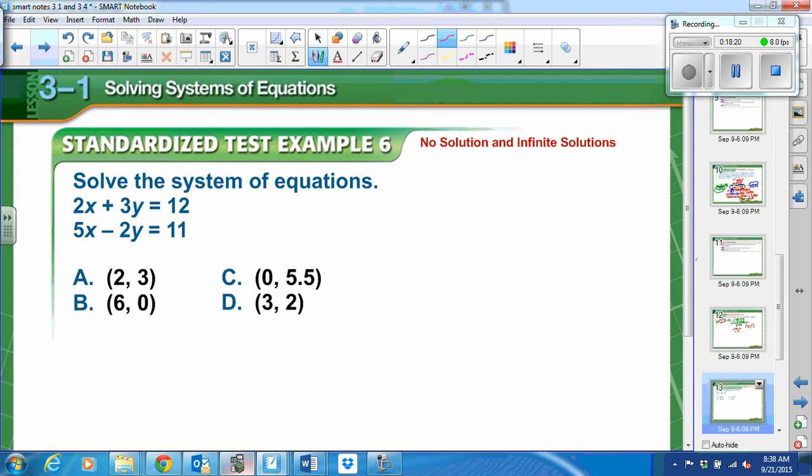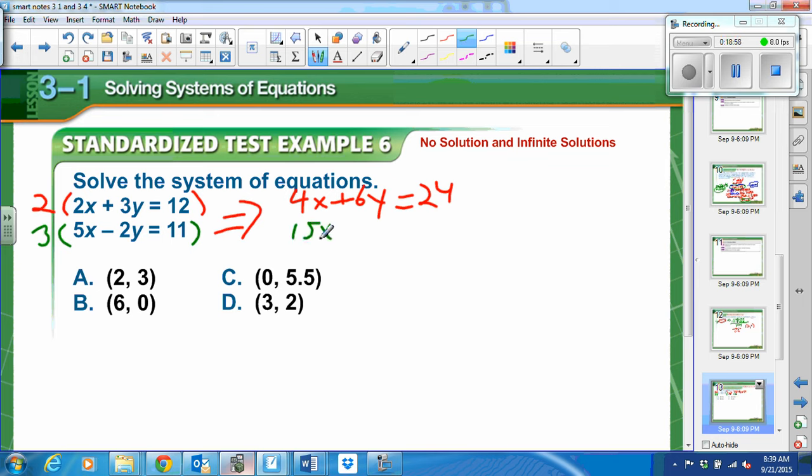Now sometimes you have to multiply both equations by something. When I'm looking at this one, I see that the coefficients in front of y have opposite signs, so I'm going to work with that so that I don't have to multiply by any negative numbers. If I want to get the coefficients to be opposite of each other, I'm going to multiply the top equation by 2, and the bottom equation by 3. So when I do that, I get 4x plus 6y equals 24. Down on the bottom, I get 15x minus 6y equals 33.